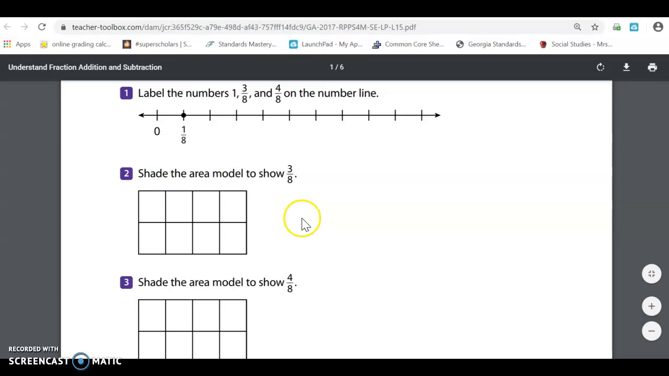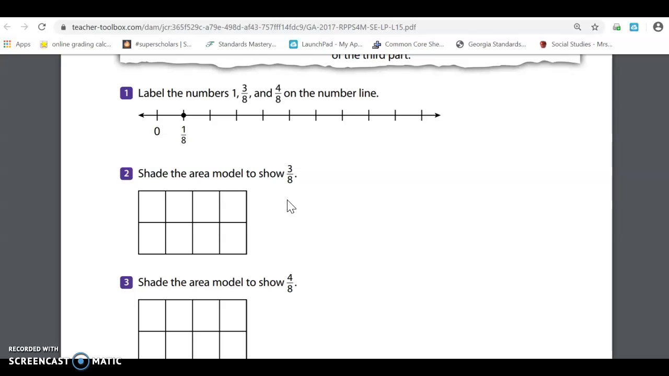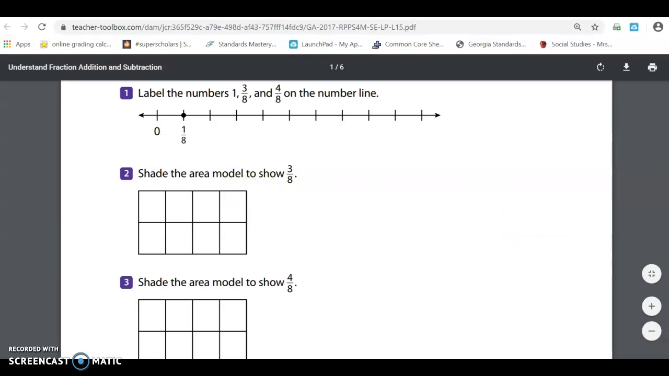Let's look at our area model. It says shade the area model to show 3/8. We have a rectangle divided into 8 equal parts: 1/8, 2/8, 3/8, 4/8, 5/8, 6/8, 7/8, and 8/8. It says shade to show 3/8. So if I had a marker or a pencil, I would shade in 1/8, 2/8, and then 3/8. If I have all 3 of these boxes shaded, it will represent 3/8.